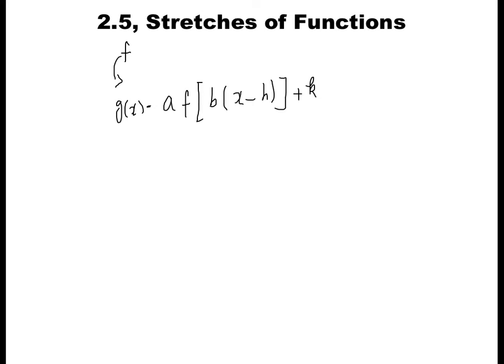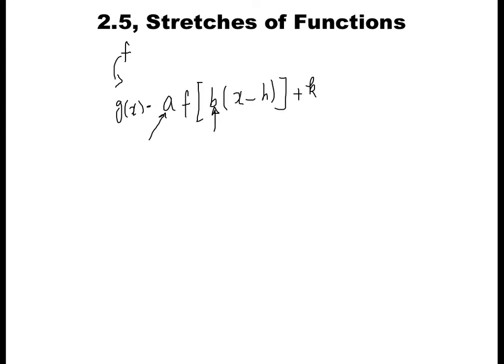In the previous lessons, we talked about first the reflection about the x and y axis, which is determined by the sign of a and b coefficients. We said that if a is positive, nothing is going to happen to the base function. If a is negative, then the base function is going to be reflected about the x-axis. For b, we said that if b is positive, nothing is going to happen to the base function, but if b is negative, then the base function is going to be reflected about the y-axis.